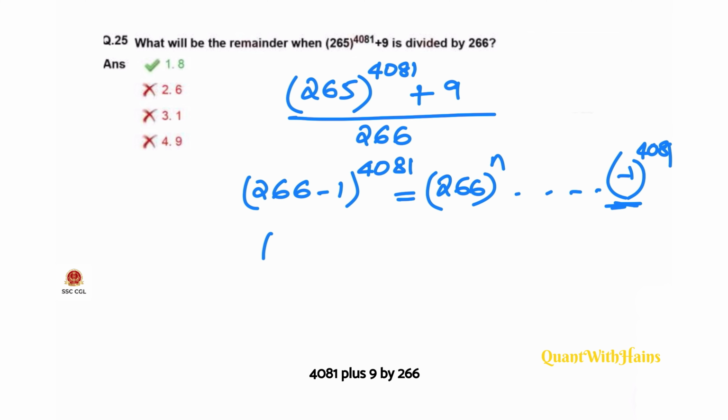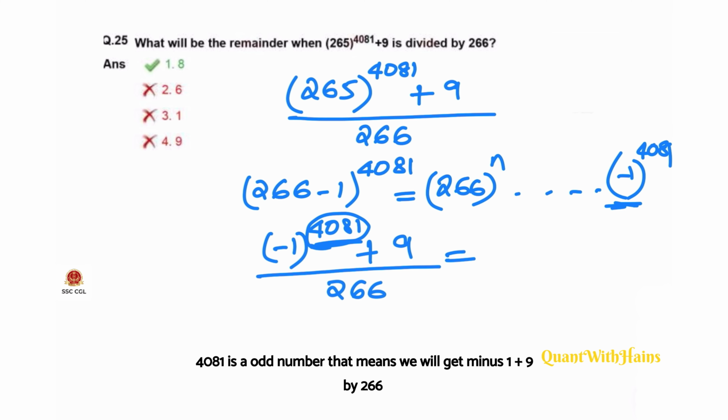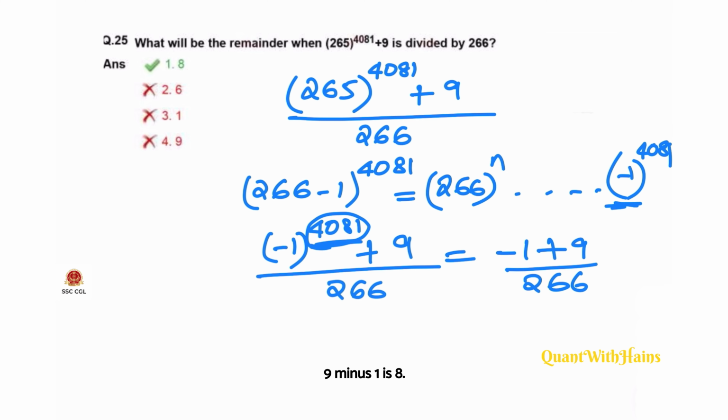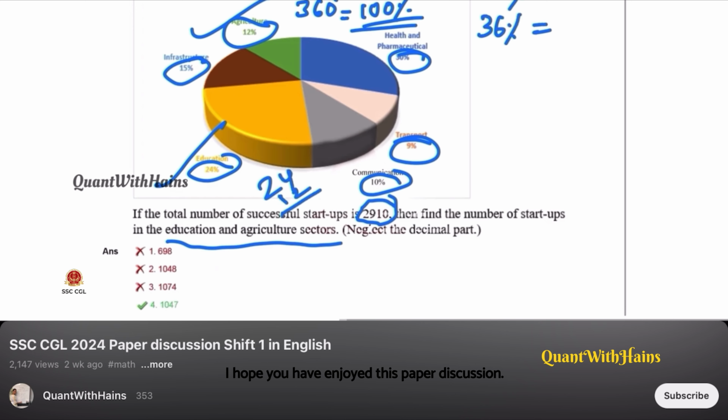That we will write, minus 1 to the power 4081 plus 9 by 266. Here minus 1 to the power 4081, it's an odd number. 4081 is an odd number. That means we will get minus 1 by 266. 9 minus 1 is 8. So if you divide with 266, you will get the remainder 8. That is option 1.